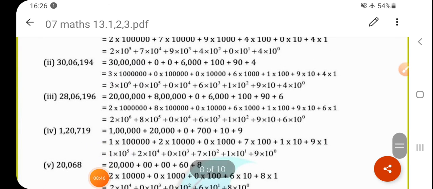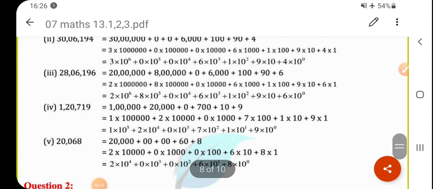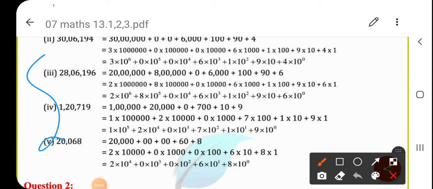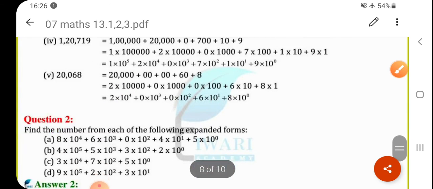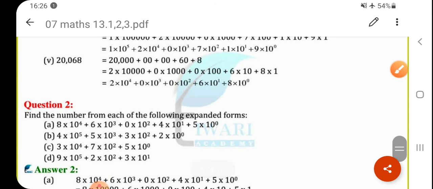So this exercise is very easy. Remaining examples in the homework, try yourself. From question number 2 onwards we will see in the next video.